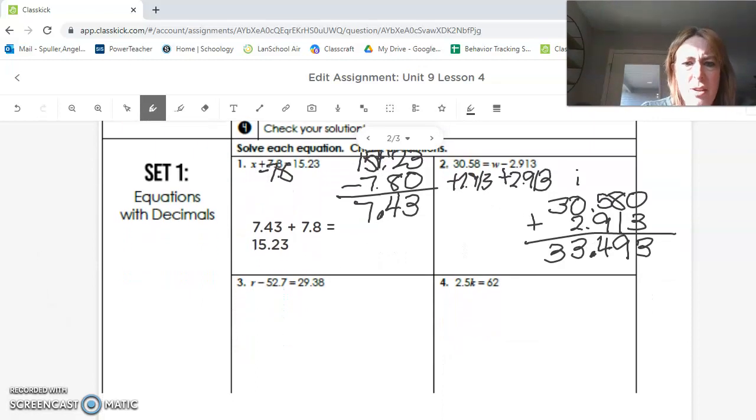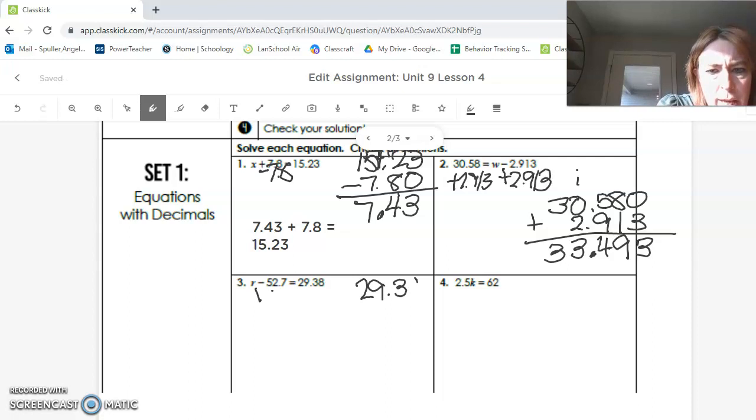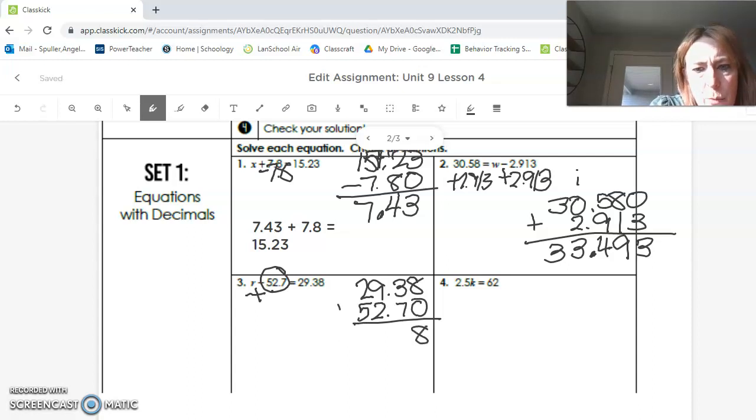Okay. Let's go ahead and do this one. We're going to add to both sides. So I'm going to take 29.38 and we're going to add this to both sides. So 52.7. Let's put a 0 there, that hidden 0. And we're adding, so 8 and put the decimal, carry the 1. 12, carry the 1, 7, 8. There's our answer.